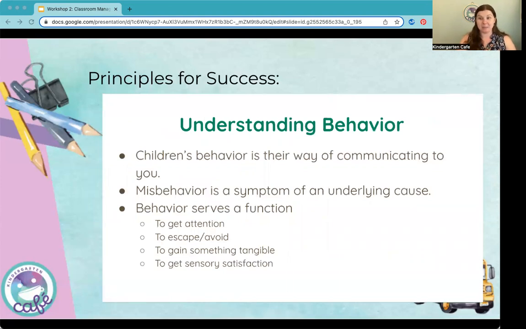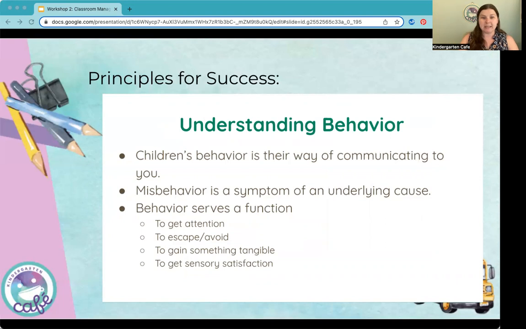Behavior is communication. If you walk away with one thing, no, I really want you to walk away with two things from today. But the first is that behavior is communication. When children are misbehaving or showing any kind of misbehaviors, they are communicating to you. And it's your job to figure out what that is. So put on your detective cap and get to work, because you want to solve the mystery of what the child is trying to tell you.